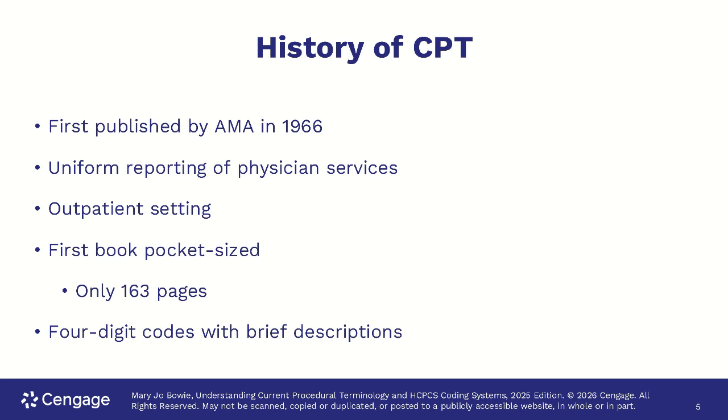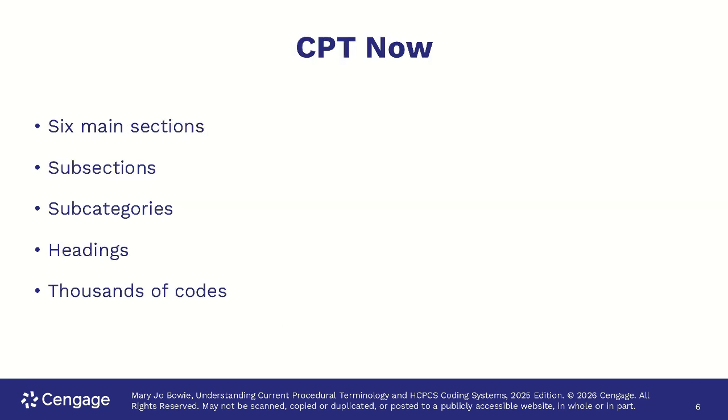The first version of this manual was really small, and you should be holding the CPT manual in your hand, and you know it's not pocket size. When CPT was first created, it consisted of 4-digit codes with very brief descriptions. Today, we have 5-character codes, and the descriptions are sometimes brief and sometimes not brief.